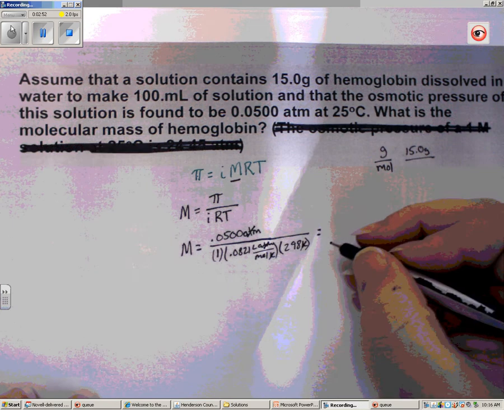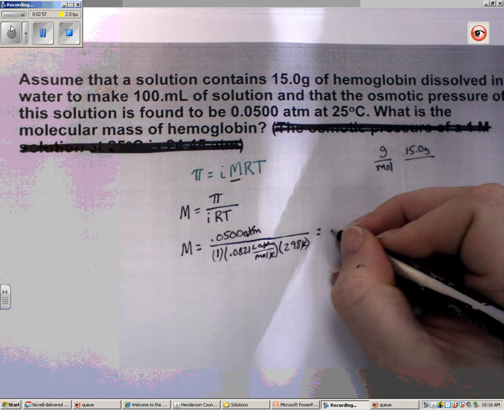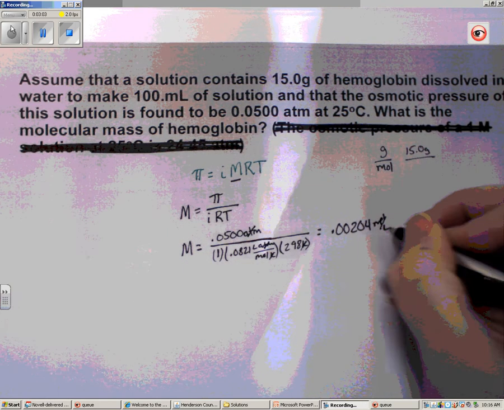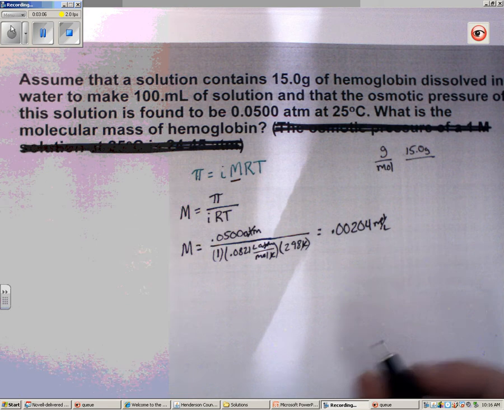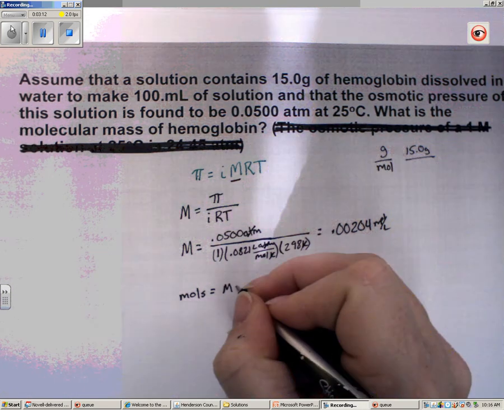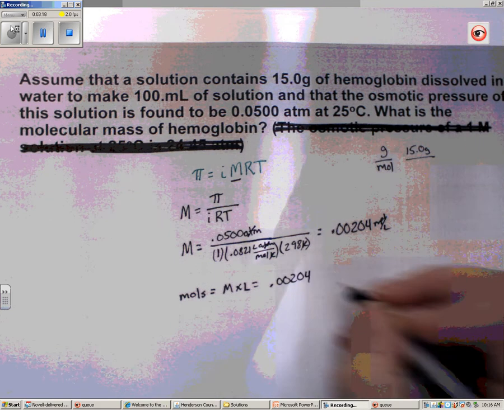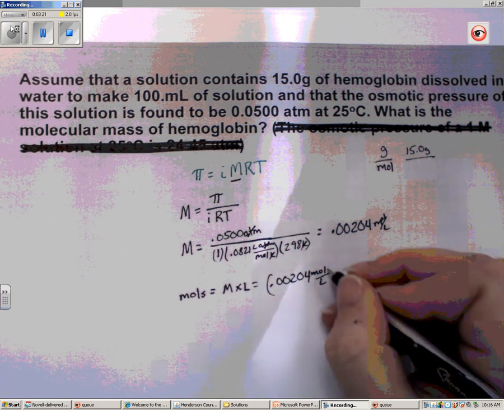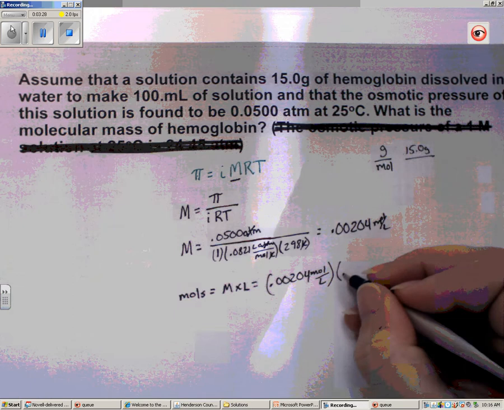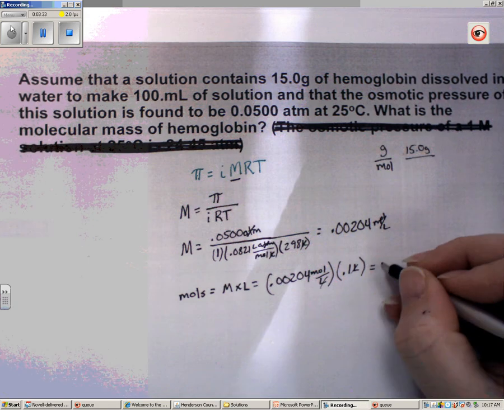Plugging everything in, I get a concentration of 0.00204 moles per liter. Now, I just want moles, so I'm going to have to work with molarity to find moles. Moles is equal to molarity times liters. So I have my molarity of 0.00204 moles per liter times my liters. They tell me I have 100 milliliters. Move it over 3 places, so times 0.1 liters. Liters cancel out, leaving me just moles.